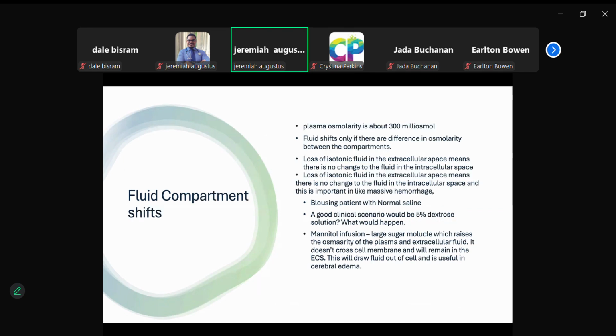Now, how do we move fluid from one compartment to another? How do we move from intracellular to extracellular? How do we move from interstitial to plasma? That is based really on osmosis, right? What is osmolarity? What does osmolarity mean? Anybody?